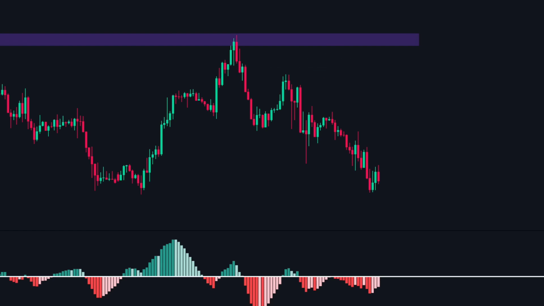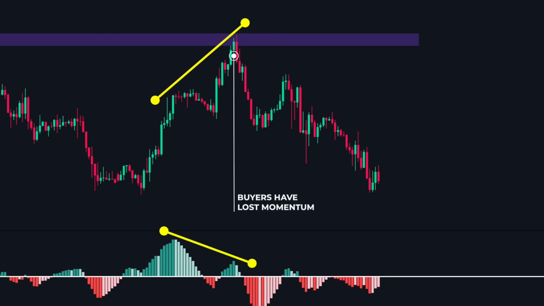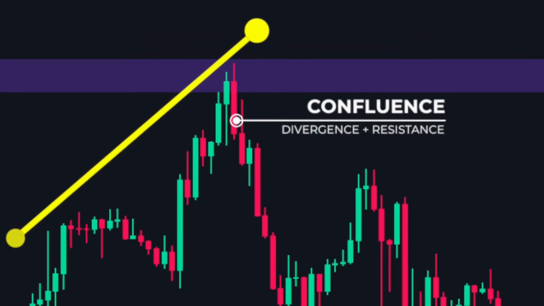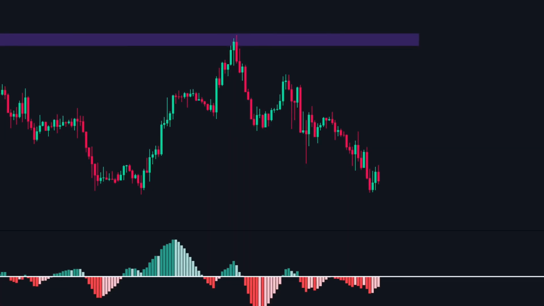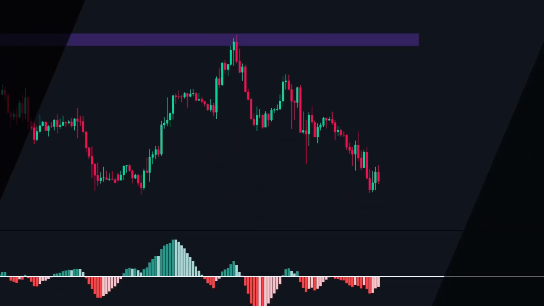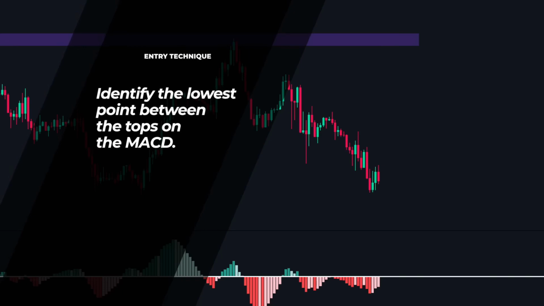We see that the price made a higher high coming into the resistance level. But on the MACD, we see lower highs. This is a clear and obvious bearish divergence. It tells us that the buyers have lost momentum coming into the resistance. We have a confluence of a resistance level with divergence. This is a high probability trade. Therefore, we should look out for a sell trade. For our entry, we need to identify the lowest point between the tops on the MACD.